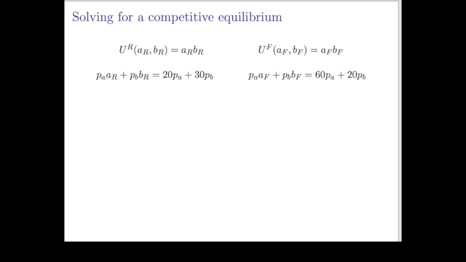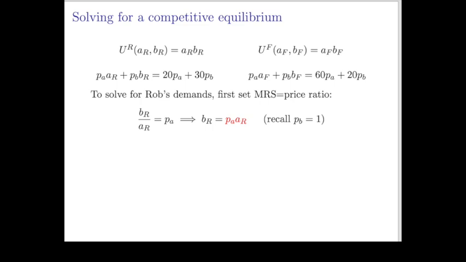Okay, so let's do an example. Our example is where Rob and Friday have those preferences that we had seen in prior clips, and the endowments are what we had seen before, right? So it's 20 apples and 30 bananas for Rob, 60 apples and 20 bananas for Friday. And they both have the same utility function, which is just the product of the number of apples and bananas that they consume.